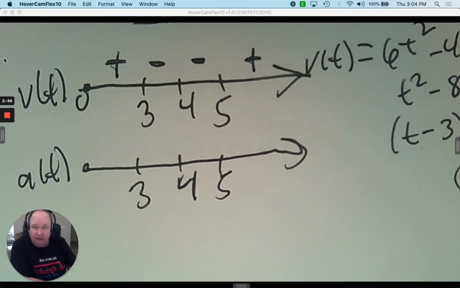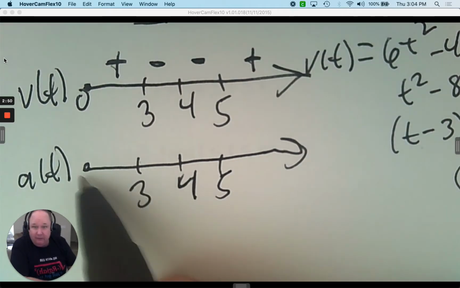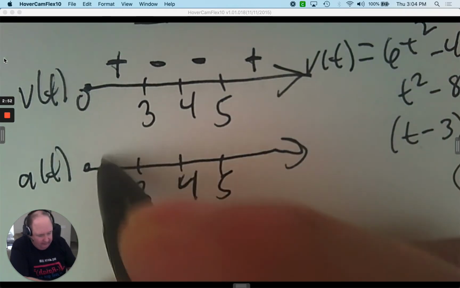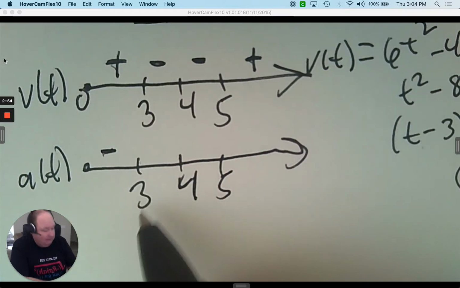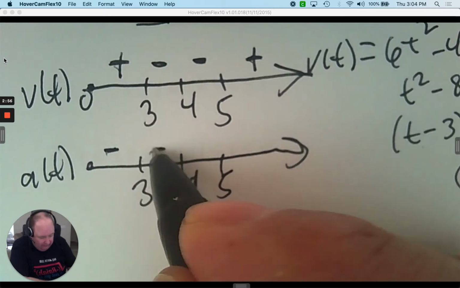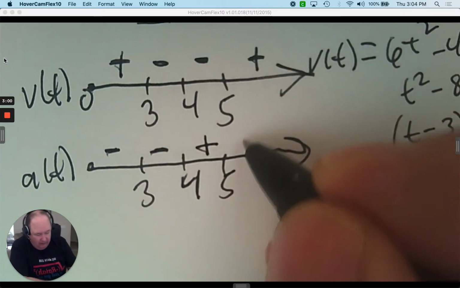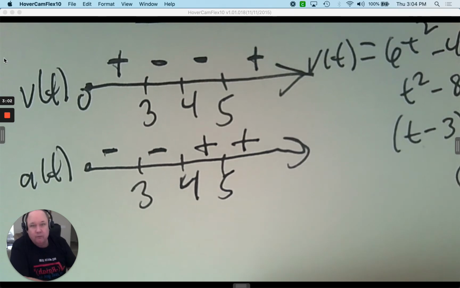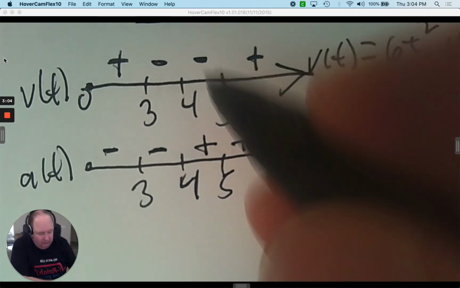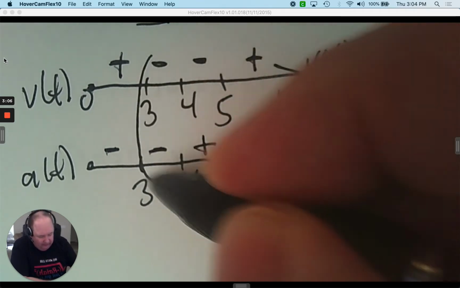For acceleration, use the acceleration equation. Plug in a number between 0 and 3, that's negative. Plug in a number between 3 and 4, still negative. Plug in a number bigger than 4, and it's positive for both. And what I'm looking for is, where do the signs match?